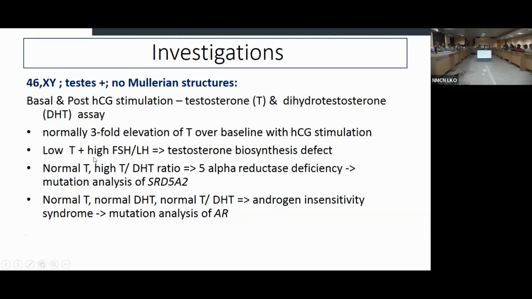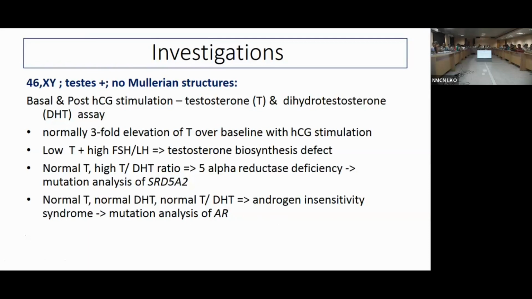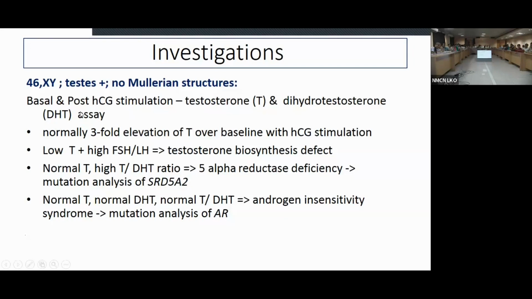But then having said that, it's not so easy to do these hormonal assays. The lab may not be very reliable, and doing all this post-HCG stimulation, testosterone, dihydrotestosterone assays and all, because you're basing the diagnosis on that, if the assay is not reliable, then again, you will end up with a wrong diagnosis. So, no, FSH-LH will be normal because testosterone is being produced normally. So only in the disorders of androgen synthesis, FSH-LH will be high.